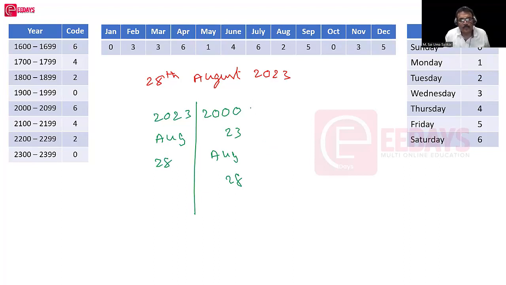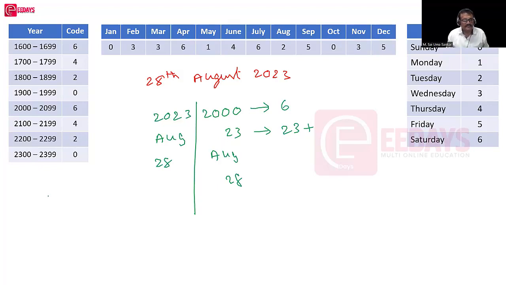Now, what is the code for 2000? 2000 to 2099, that is equal to 6. Just write down that one. That is the first step. Next, 23. Here we need to find the odd days. Okay, 23 years. So how many odd days are there? Suppose all are ordinary years. So 23 odd days. Plus, how many leap years are there?